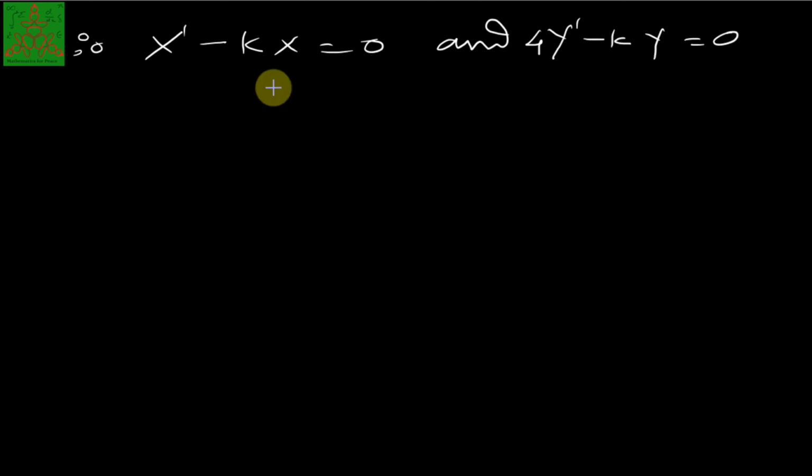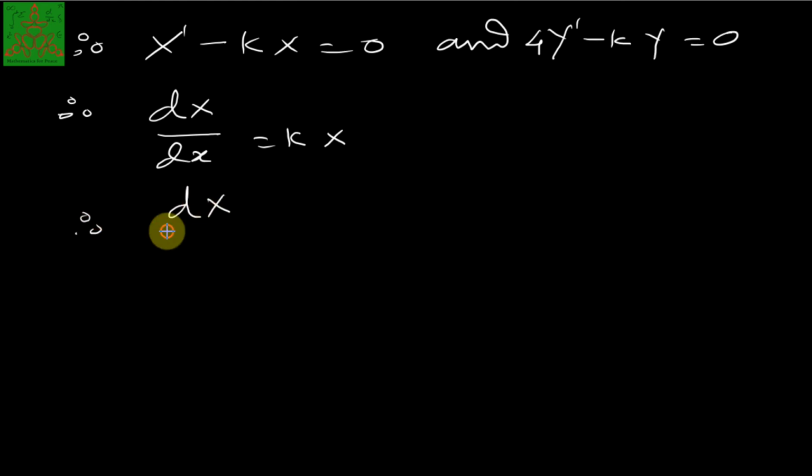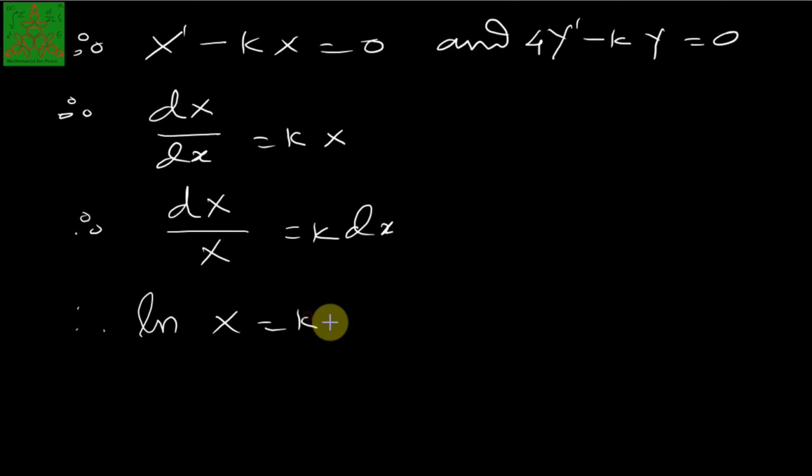The first ordinary differential equation is in terms of capital X, and the other is in terms of Y. So we can write dX by dx is equal to k times X. Using the separation of variables method, we can write dX upon X is equal to k times dx. Integrating both sides, we have ln X is equal to k times x plus some constant c.